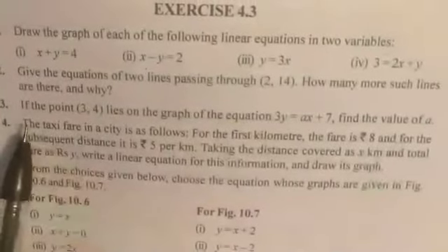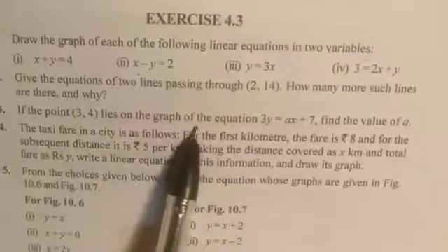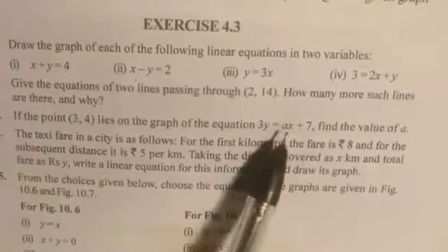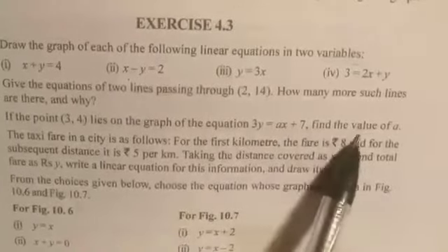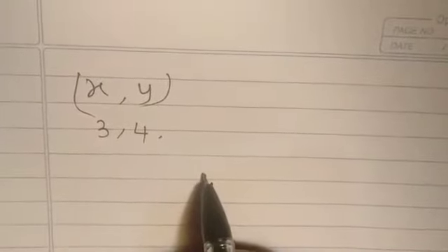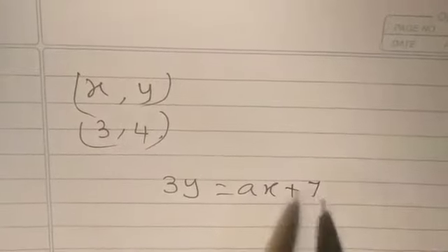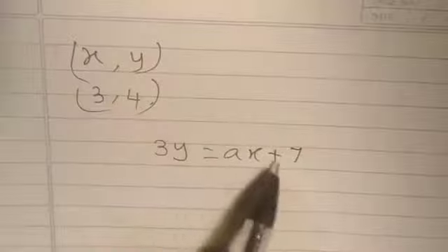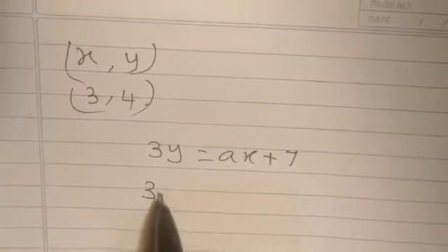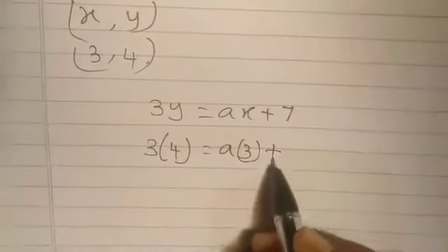Third question is, if the point 3, 4 lies on the graph of the equation 3y equal to ax plus 7, find the value of a. So they have given x value and y value here, 3, 4. The equation they have given is 3y equal to ax plus 7. So we'll apply x value and y value in this equation. y value they have given is 4, so 3 into 4 equal to a into x value they have given, 3, plus 7.